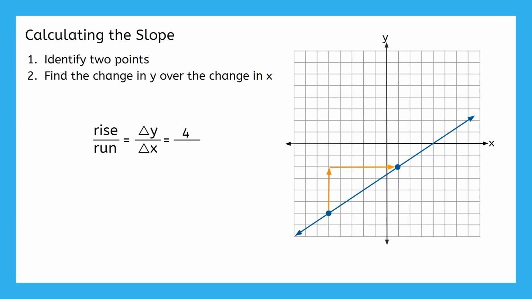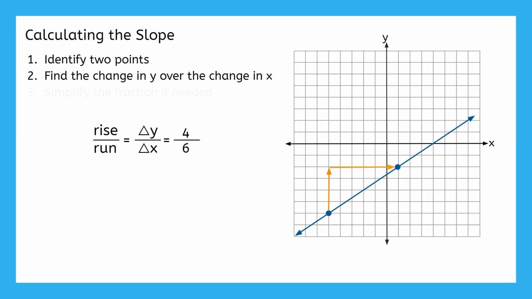Then we can count how many units x changed by. We moved 6 units to the right. Do you think a move 6 units to the right would be considered a move of positive 6 or negative 6? A move to the right is a positive change in the x direction, so we can put positive 6 as the denominator of the fraction.